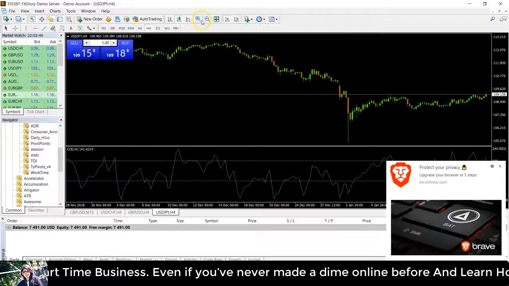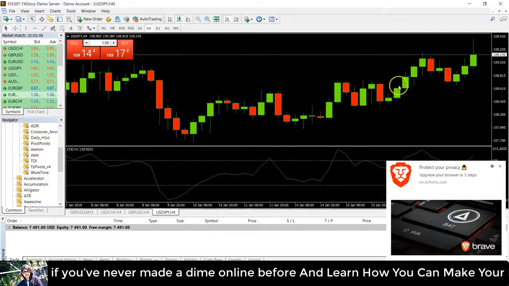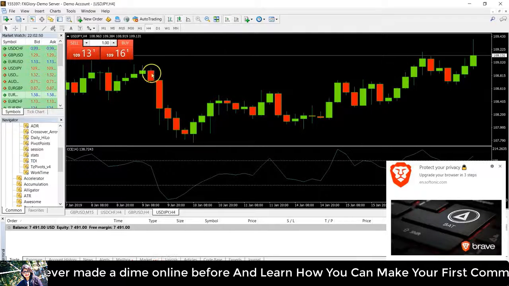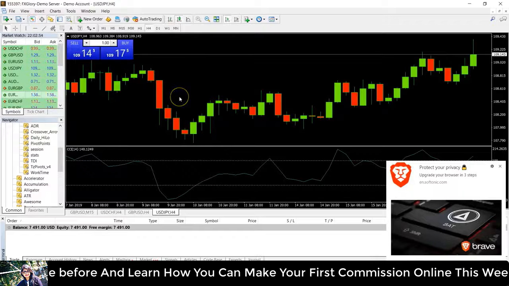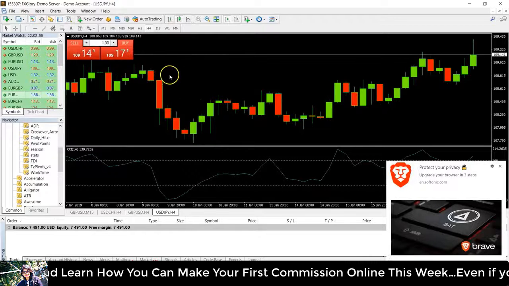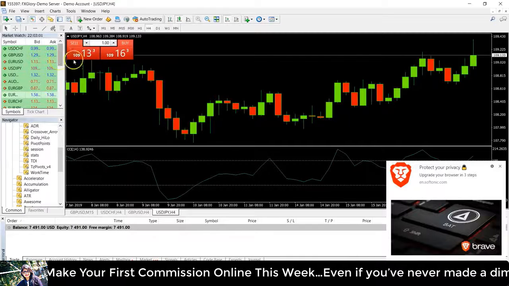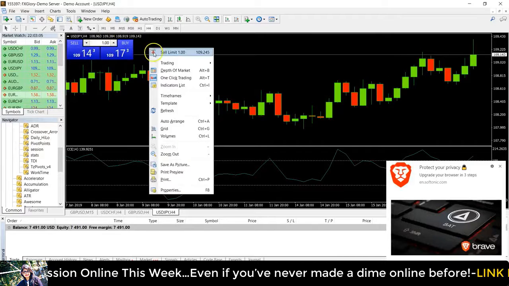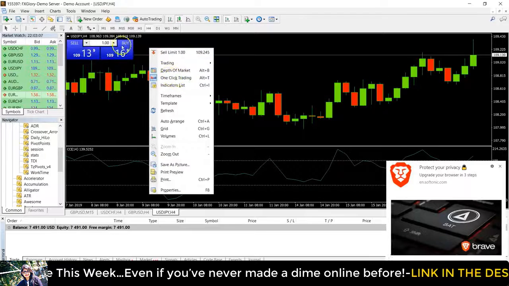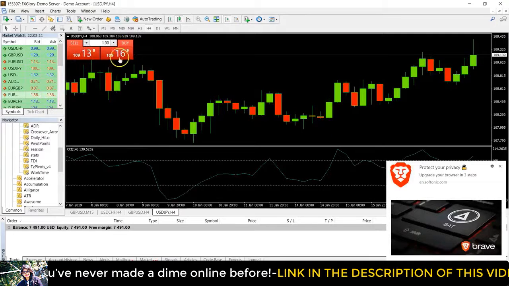Once you zoom in, now you can see the difference. Your red and green candles are called candlesticks, for those of you who don't know. A lot of you already do. Your red candles indicate a sale because it's going down, so that's what you see right here. If you don't have this up here, all you have to do is right click and click on one click trading, and then this box will pop up. This is how you can place a sell or a buy.